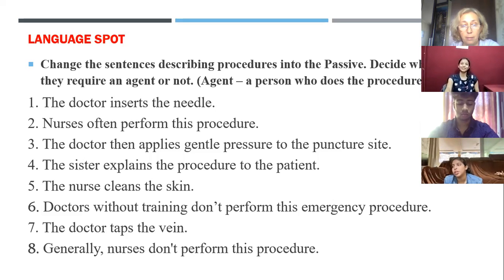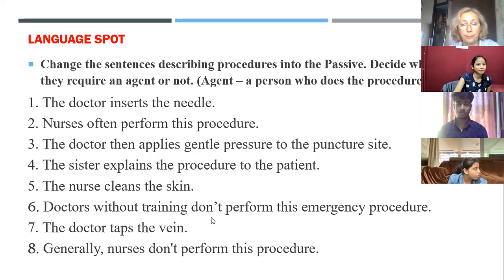Okay. So, what is the passive voice sentence? Will you repeat it? Doctors without training don't perform this emergency procedure. The emergency procedure is not performed by doctors without training. Yes, you're right. This is required.